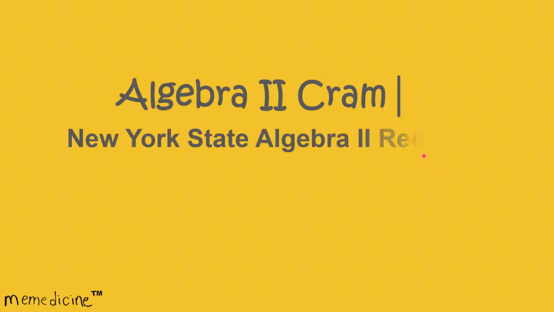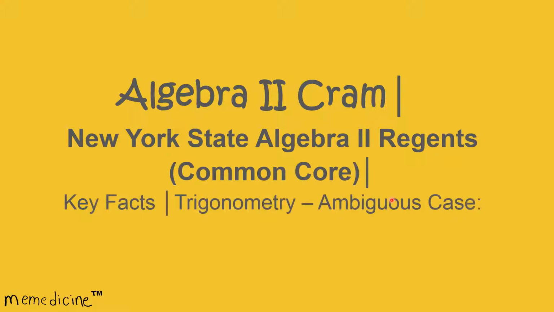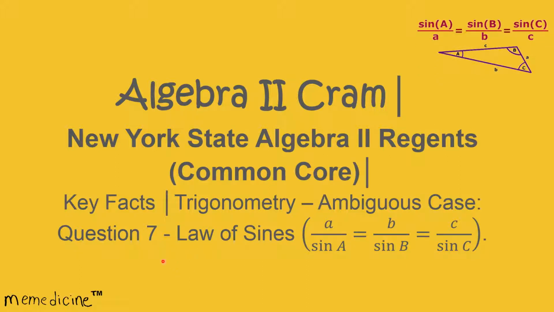Algebra 2 Cram, New York State Algebra 2 Regents, Common Core, Key Facts, Trigonometry, the Ambiguous Case, Question 7, the Law of Sines. a over the sine of A is equivalent to b over the sine of B is equivalent to c over the sine of C.